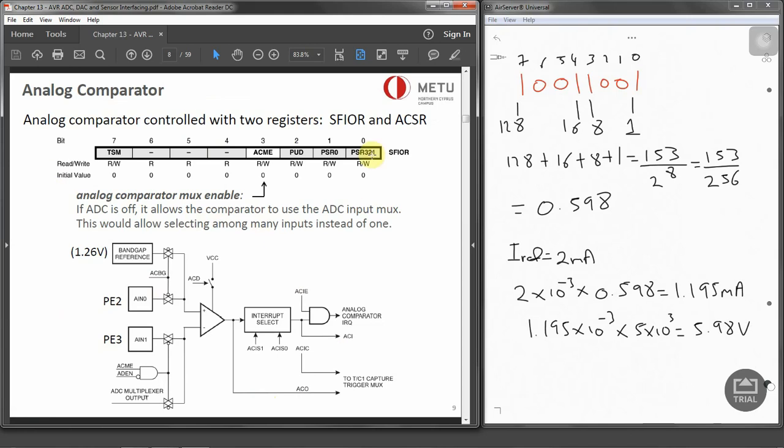So we have two registers which can configure the analog comparator. One of them is SFIOR. On that one we have bit 3, which is ACME, analog comparator multiplexer enable. So we have to enable the mux. In this case, 0 for AIN1 to be the negative input and 1 for the ADC 8-bit negative analog input. So you can use a multiplexer and select what to compare over there.